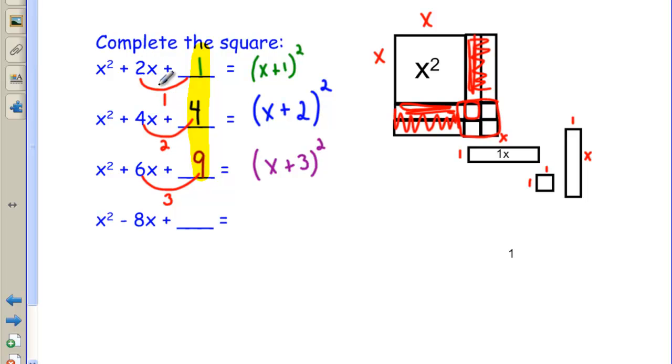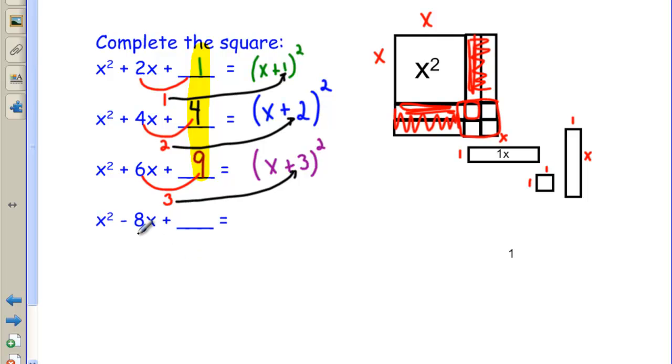I am cutting in half the number of x's and then squaring it to complete the square. So half of 4 is 2, 2 squared is 4. Half of 6 is 3, 3 squared is 9. Now you should notice this number is what always appears in here, because those are always the dimensions, the growing dimensions of my square.